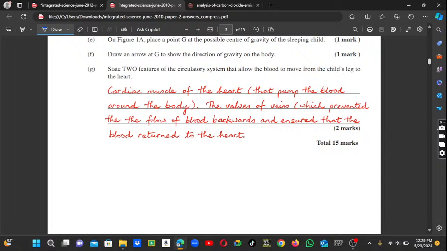And we know that the valves, we are talking about the valves in the veins. What the valves in the veins normally do is prevent the blood from flowing backwards. The valves don't want the blood to go ahead and pump backwards. So they prevent it and ensure that the blood is returned to the heart. We don't want any reverse flow of blood. That is known as venous blood, the deoxygenated blood, while any blood being pumped from the heart to the body is oxygenated.